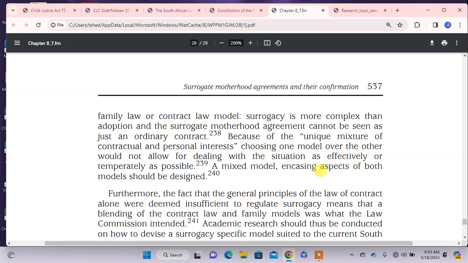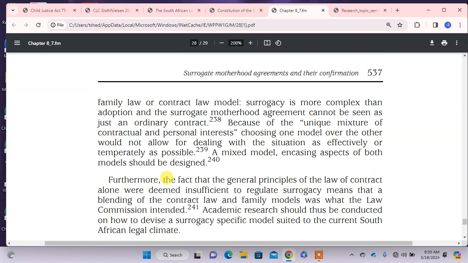Furthermore, the fact that the general principles of the law of contract alone were deemed insufficient to regulate surrogacy means that a blending of contract law and family law models was what the law commission intended. Academic research should thus be conducted on how to devise a surrogacy-specific model suited to the current South African legal climate. And I can say a lot about surrogacy.